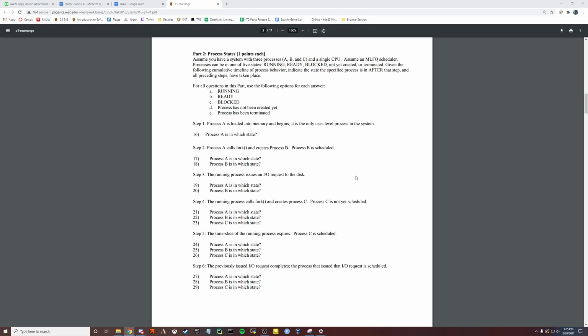That actually segues nicely into step 3. The running process issues an IO request to the disk. So A is not running, B is running. So A is still in a ready state, I would assume, right? And B is now in a blocked state. Well, wouldn't A immediately get put into running after B is stopped, since the CPU doesn't waste time? That's true. A would be running, right, since B is now blocked. So A is running and B is blocked. Right, because we're assuming this is an MLFQ scheduler, and A is the only other user level process in the system.